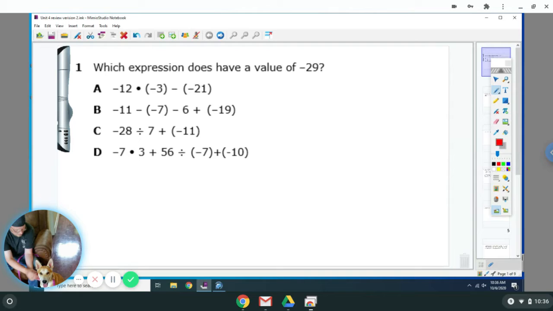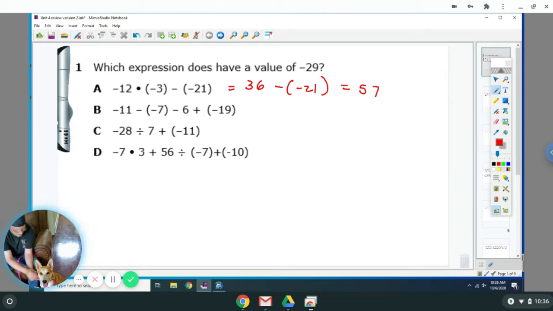So what I would do is just solve all 4 of these and figure out which one equals negative 29. So you do the order of operations. First for A, you would do negative 12 times negative 3. Negative 12 times negative 3 is a positive 36. Then you're going to do 36 minus negative 21, which equals 57.